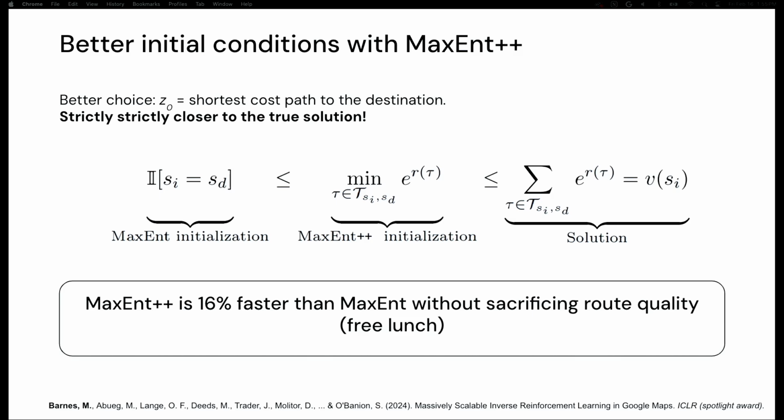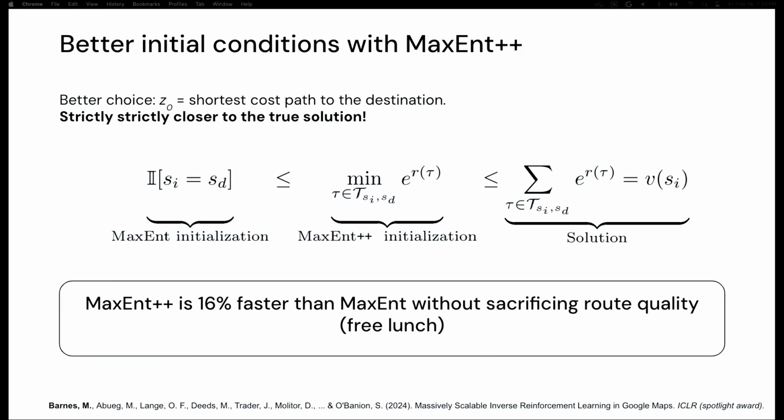So the left is what Maxent typically uses. Very cheap to compute, right? It's just a one-hot vector. The right is the true solution that we're trying to get. And if we just plug in this shortest cost path to the destination as our initial z, this is strictly closer, and it allows us to use fewer iterates of power iteration in order to converge.